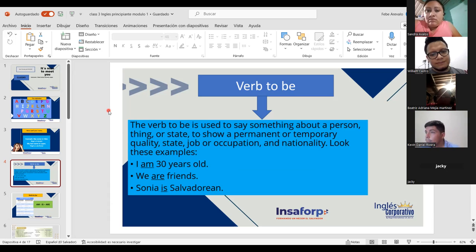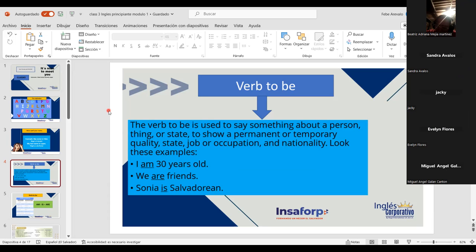The verb to be is used to say something about a person, thing, or state, to show a permanent or temporary quality, state, job or occupation and nationality. Look at these examples. I am 30 years old. We are friends. Sonia is Salvadoran.